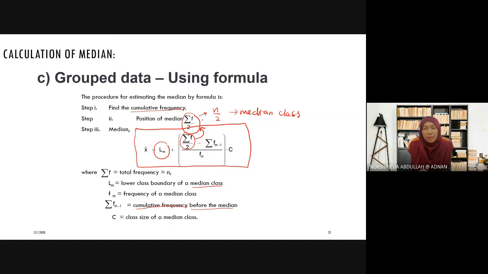The notation M we use for the median class, so M minus 1 means before the median class, the one above the median class. Then we have FM, which is the frequency of the median class. And C is the size of the median class.